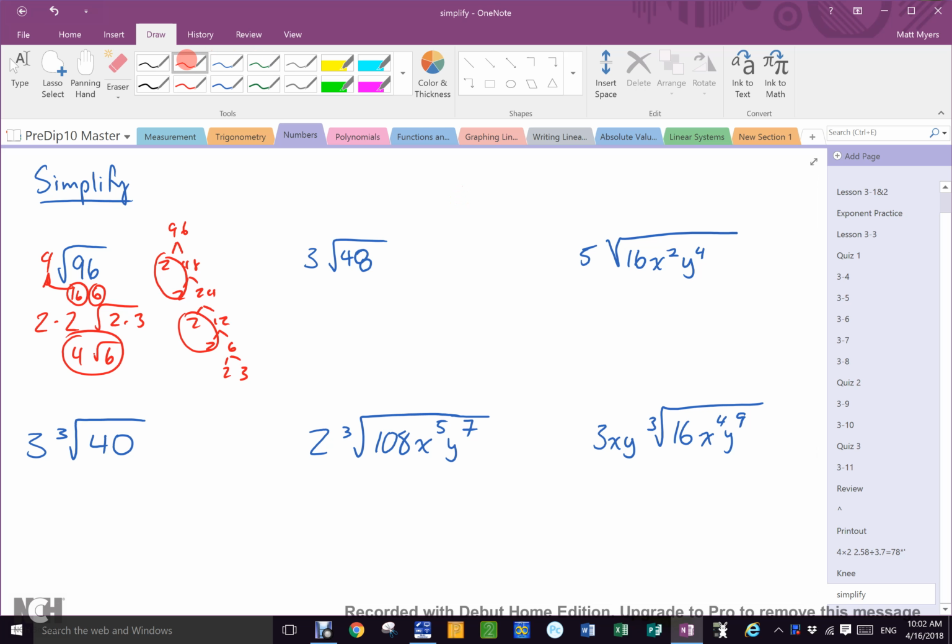Now, 48, short version. 16 times 3. Square root of 16 is what? 4. Out comes the 4. What's already out there? I forgot about that. What's already out there? So now I have two coefficients. What do coefficients do? Multiply. 12 root 3. Yeah, I did it.